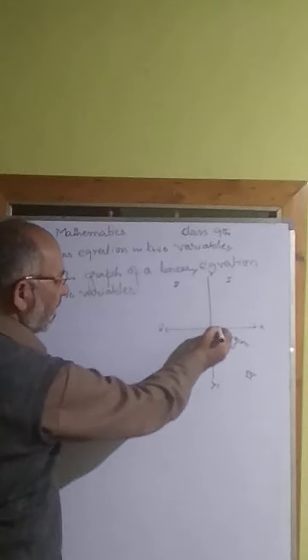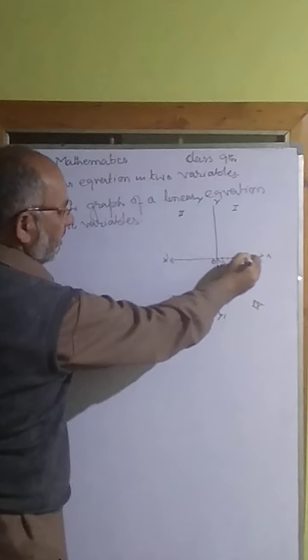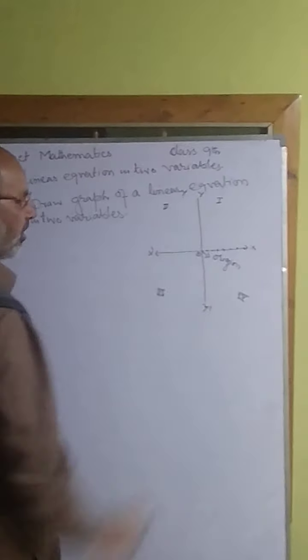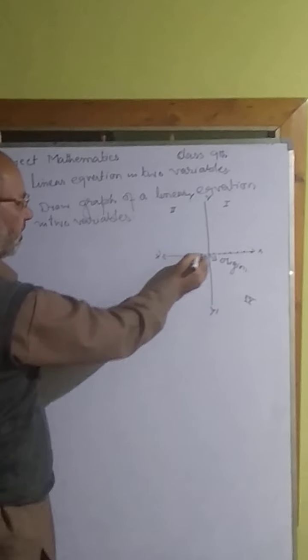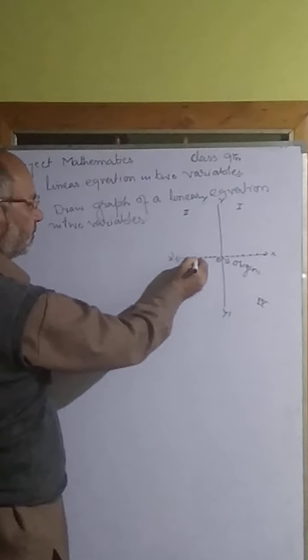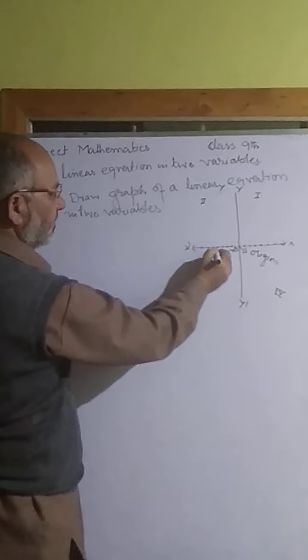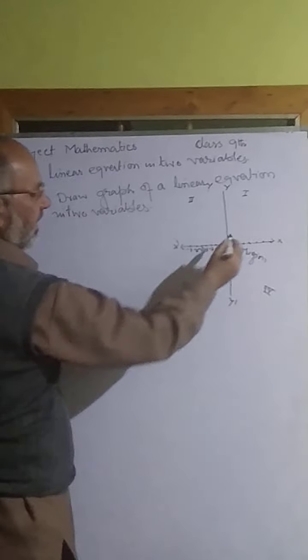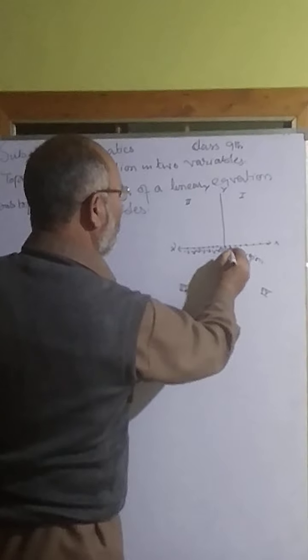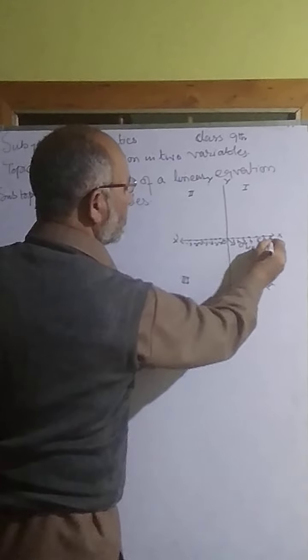On the right side of the origin there are positive values, and on the left side of the origin are negative values: -1, -2, -3, -4, -5, -6, -7, and on the right side +1, +2, +3, +4, +5, +6, +7 and so on.